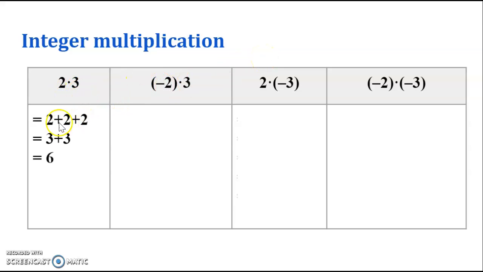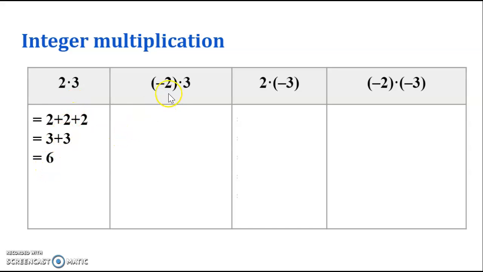Well, 2 times 3, we know that it's just a repeated addition of 2 being added 3 times. 2 plus 2 plus 2. That's what it means. Or you can think of it as 3 being multiplied twice. Or there's two groups of 3. So 3 plus 3, which is both of them, is going to be 6.